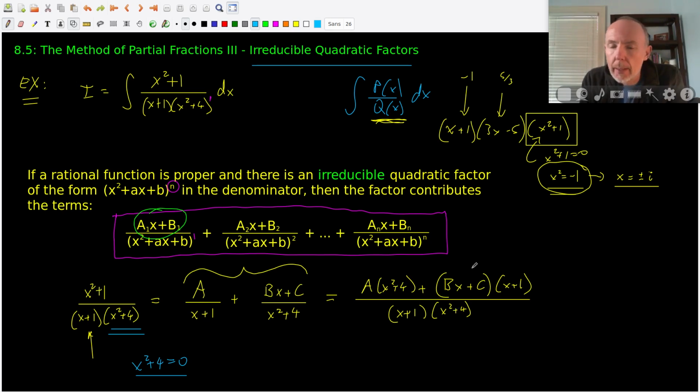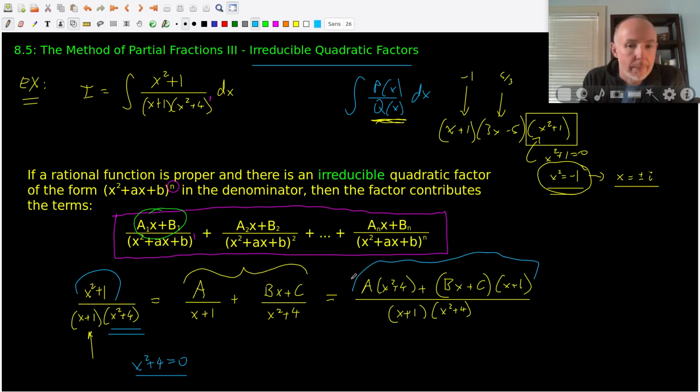Or similarly, the x plus 1 and the x plus 1 cancel. I'm left with bx plus c over. So hopefully you see that that's the right form of common denominator. And now what we're going to do is use this to solve for a, b, and c by comparing the numerator on the left here with the numerator on the right.